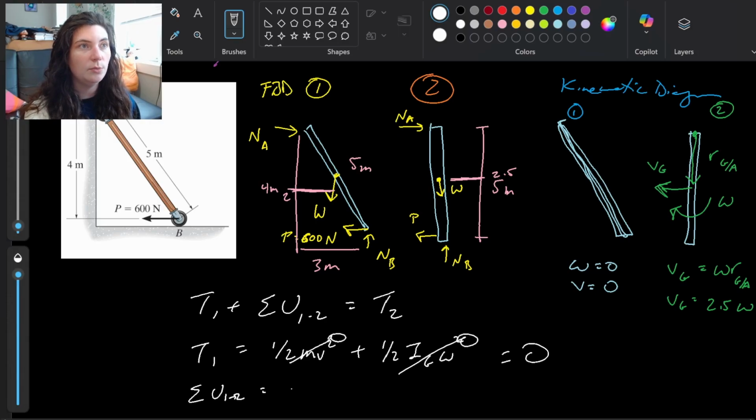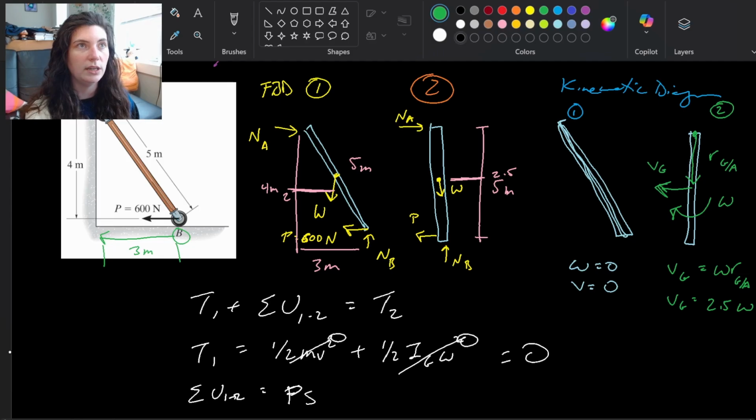So from P, we have the constant force P times the displacement that it does, which is S. As we can see, we're moving from B to a vertical position here at the wall. And we said this was a 3, 4, 5 triangle, so the distance that it's moving through is 3 meters.